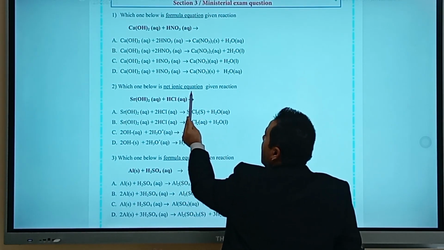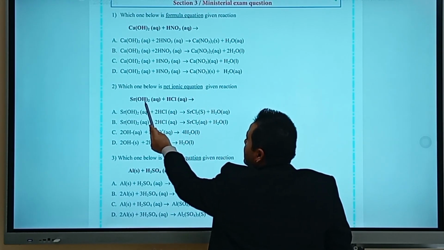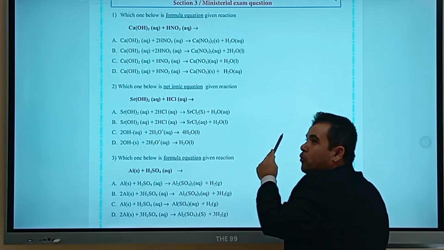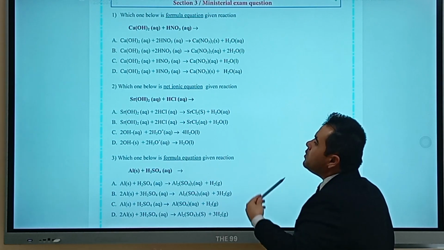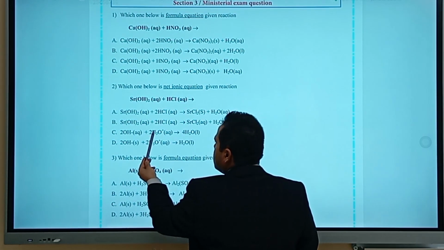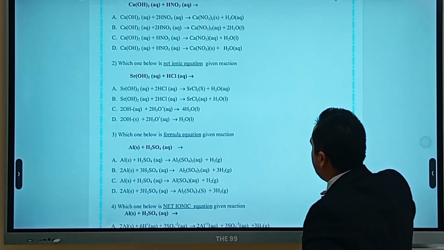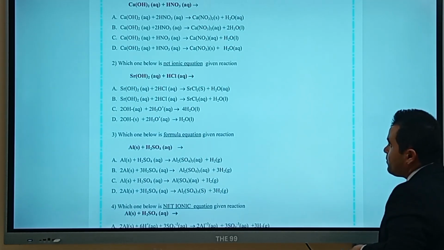Which one below is not the ionic equation given a reaction? So it's a strong acid with a strong base. They will produce strontium chloride. Strontium chloride is soluble. So the net is hydronium plus hydroxide to form H2O.